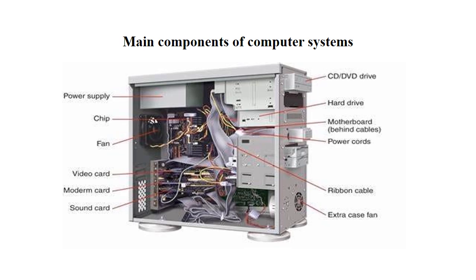So you've got the power supply, the chip, there is a fan, video card like I mentioned earlier, modem card, sound card, external case fan. We've got the ribbon cable, power cable or power cord, the motherboard behind cables, a hard drive is there, and then a CD or DVD drive, all put together to make up what we call a computer system. So this is a desktop picture showing the internal parts of a desktop.